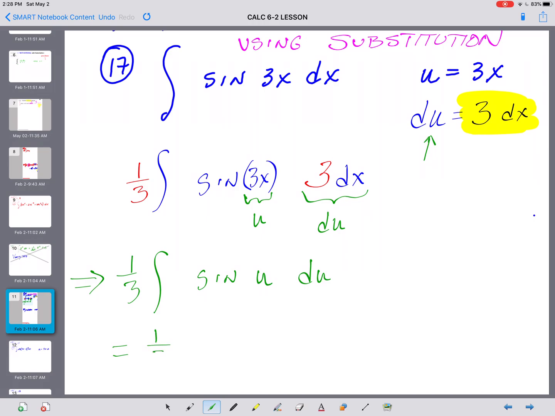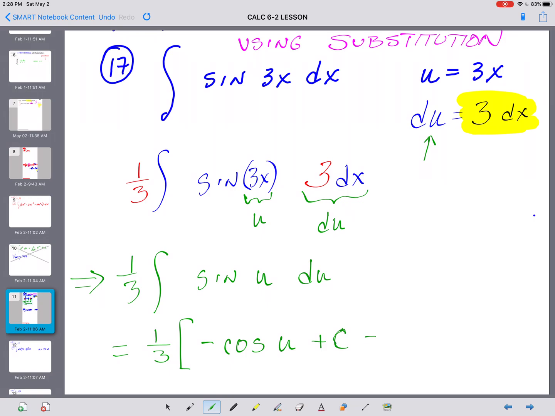We have 1/3. We'll put a bracket. Hey, what's the antiderivative of sine of u? What function, when you take its derivative, you get positive sine of u? Oh, that's negative cosine of u. And then remember, there's no limits. Got to put a plus c.